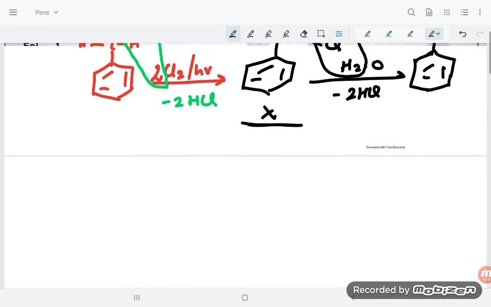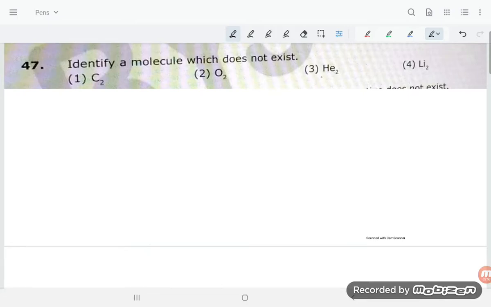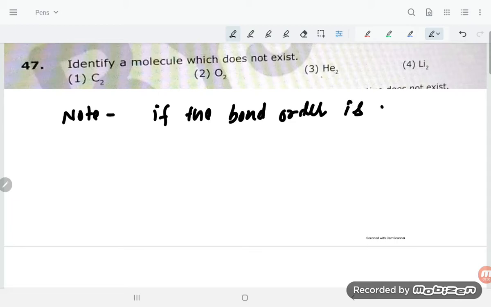Let us read out the next question. Identify a molecule which does not exist. What is the trick behind this? If the bond order is 0, the molecule does not exist.